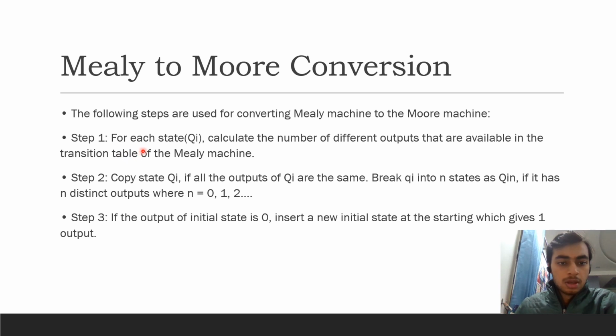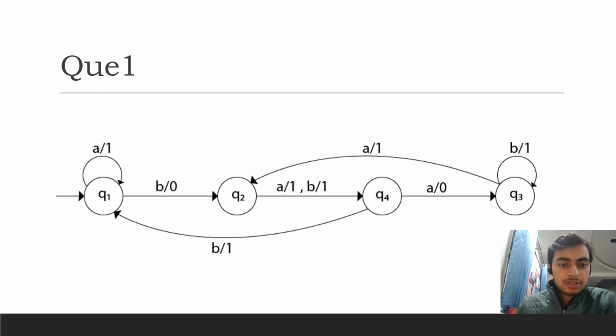stepwise. Step 1: For each state Qi, calculate the number of different outputs that are available in the transition table of the Mealy machine. Step 2: Copy state Qi. If all the outputs of Qi are the same, break Qi into n states as Qn, if it has n distinct outputs, where n can be equal to 0, 1, 2, etc. Step 3: If the output of the initial state is 0, insert a new initial state at the starting which gives one output.